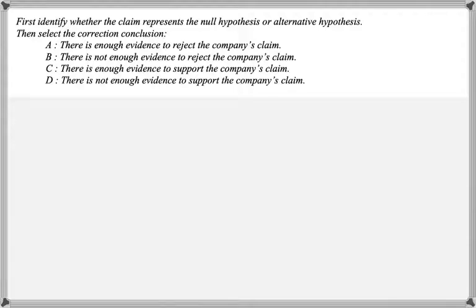First, identify whether the claim represents the null hypothesis or the alternative hypothesis. Then select the correct conclusion. So A is there is enough evidence to reject the company's claim. B, there is not enough evidence to reject the company's claim. C, there is enough evidence to support the company's claim. And lastly, D, there is not enough evidence to support the company's claim.